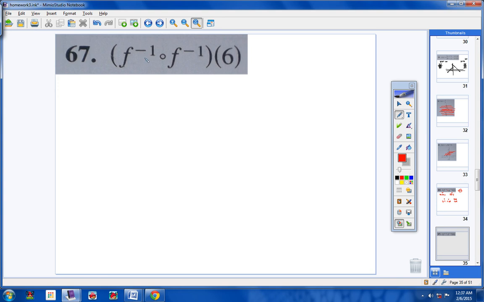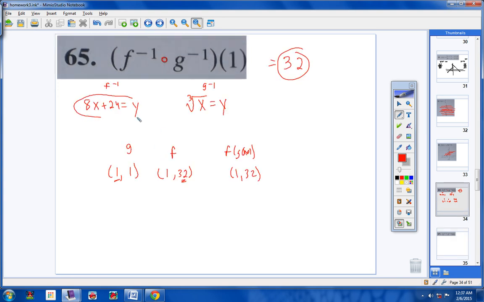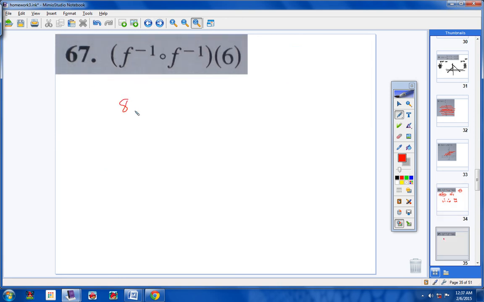Okay, same thing again, guys. Now, I already found f inverse, correct? Let's go back here. Here's f inverse right here. Okay, 8x plus 24 equals y. Now, I'm going to do it the fast way and then the long way. This is f inverse 1, and this is f inverse 1. Now I'm going to write it twice because I'm doing f inverse of f inverse.